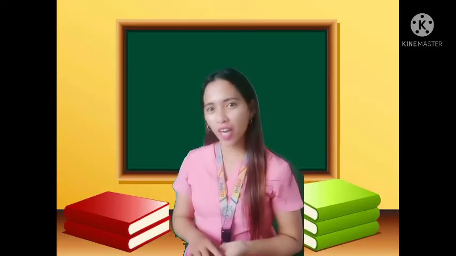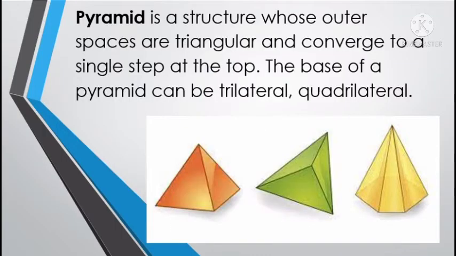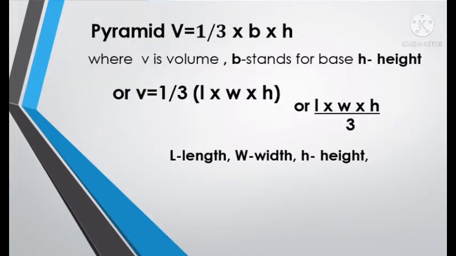Now let us find the volume of each solid figure. The first one is the pyramid. A pyramid is a structure whose outer faces are triangular and converge to a single point at the top. The base of a pyramid can be trilateral or quadrilateral.